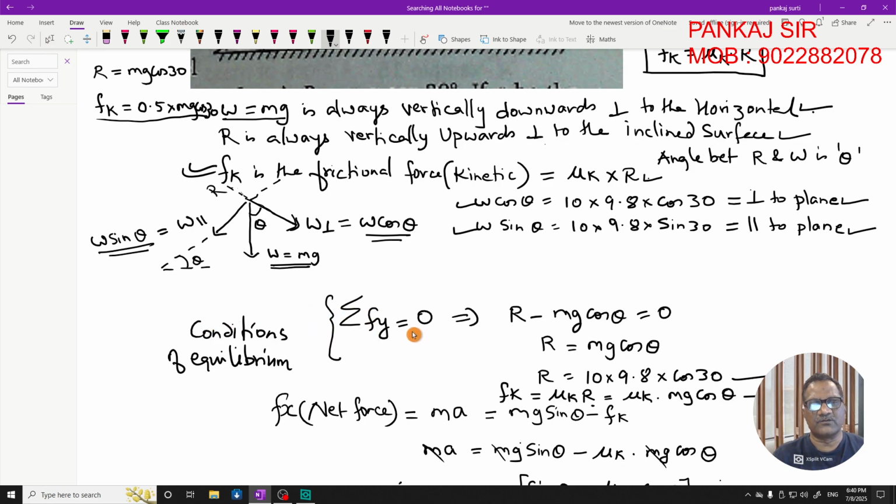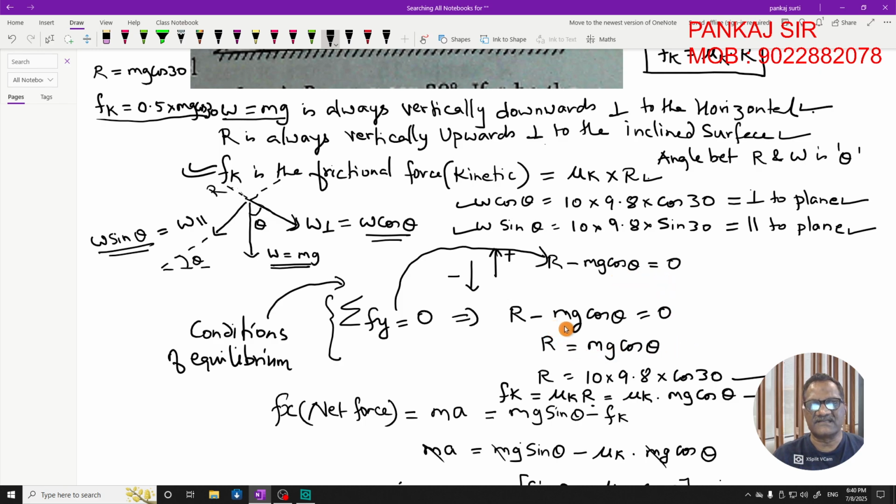Now, let us try to understand this. Summation of Fy equal to 0. This is from the condition of equilibrium. Why? Because in the vertical direction, the object is not moving at all. It is stationary. So summation of Fy will be equal to 0. Normal reaction is in the upward direction, which is taken as positive. And mg cos theta is in the downward direction, which is taken as negative. So summation of Fy will be plus R minus mg cos theta, and this should be equal to 0.